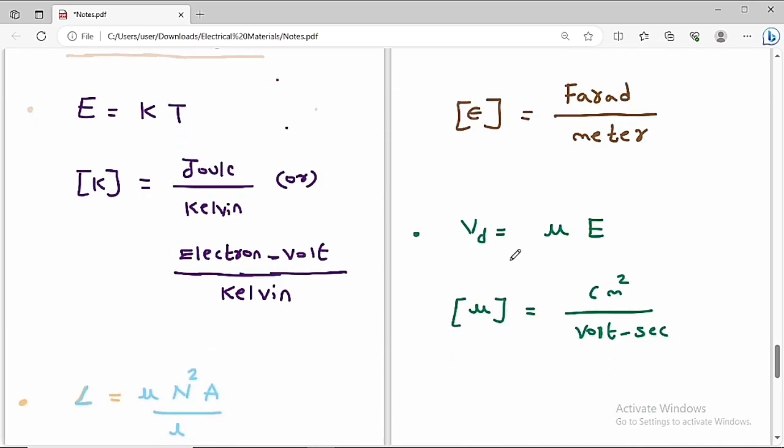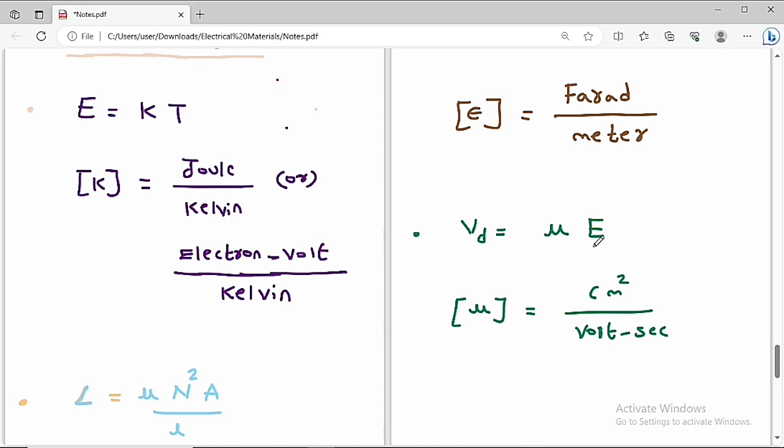Then the drift velocity is equal to mobility into electric field. This formula I already told you in my analog electronics classes: Vd is equal to mu into E. Small correction here: Vd means drift velocity. So Vd is equal to mu into E, where Vd is the drift velocity, mu is the mobility, and E is the applied electric field.